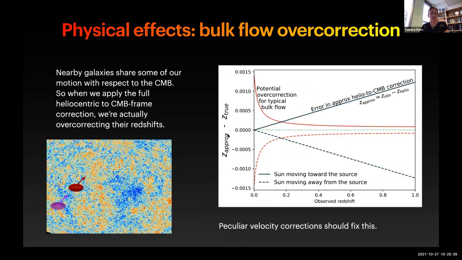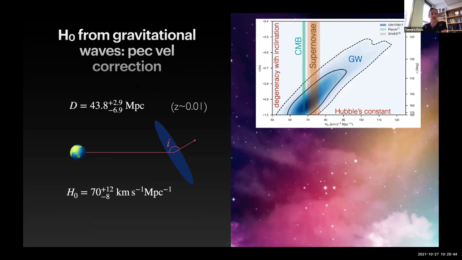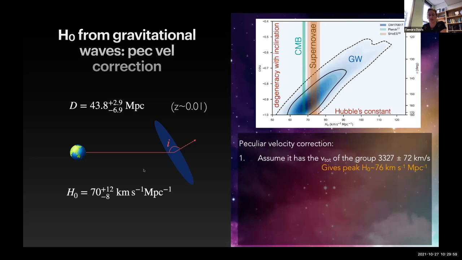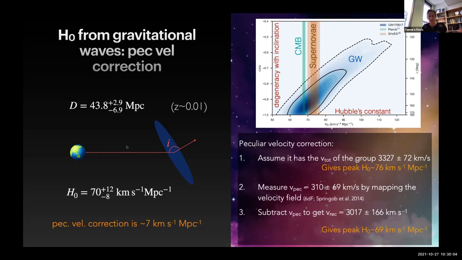Okay, I'm pretty much out of time, so I'll skip these ones. I was just going to note that if you're looking at doing H naught from gravitational waves, one of my postdocs, Cullen Howlett, and a bunch of other people also looked at the peculiar velocity corrections done for the standard siren measurement that was initially made. I'll skip through this because I've run out of time, but just to note that the peculiar velocity correction in this one particular measurement is on the order of 7 kilometers per second per megaparsec in the measurement of H naught. So it's important to get it right.